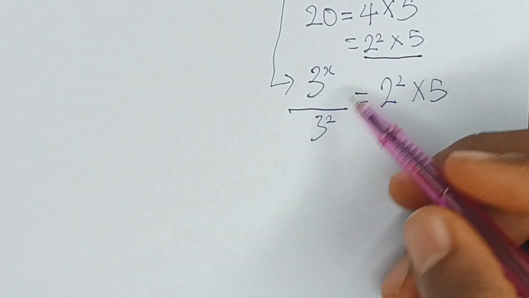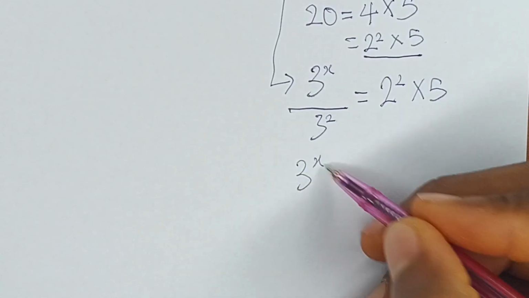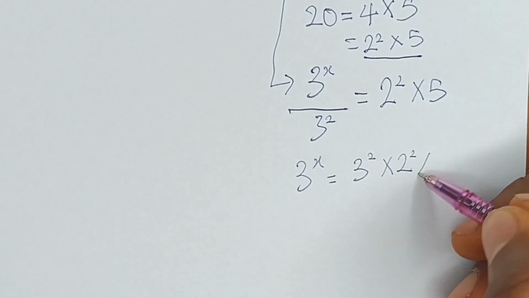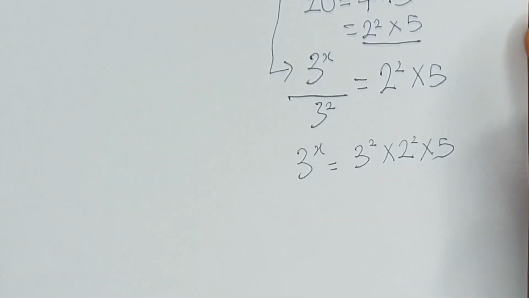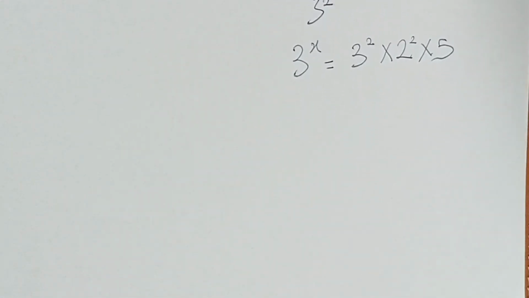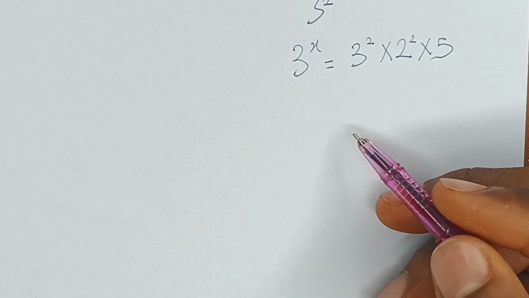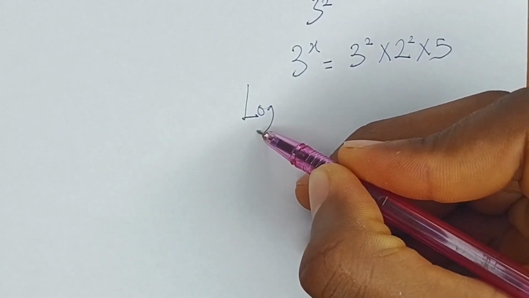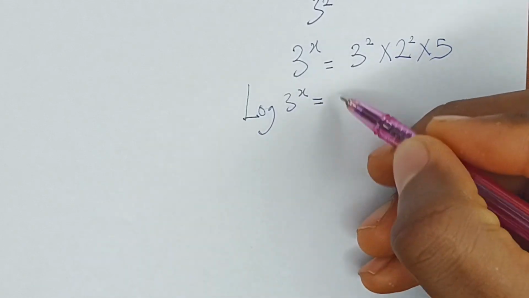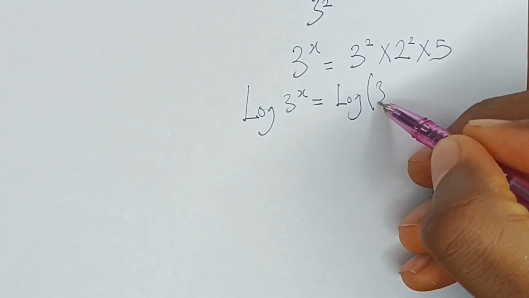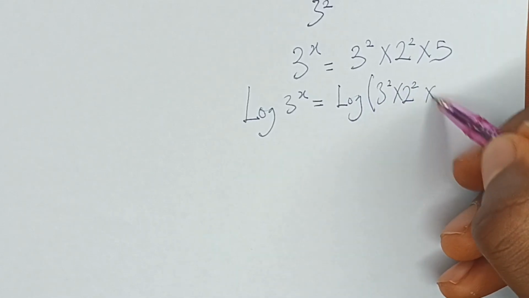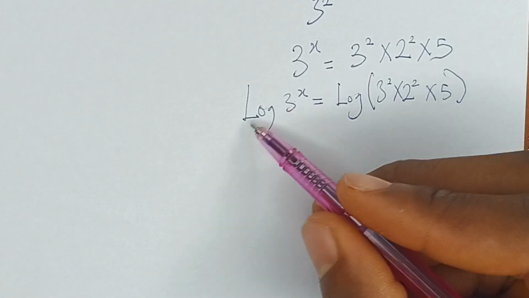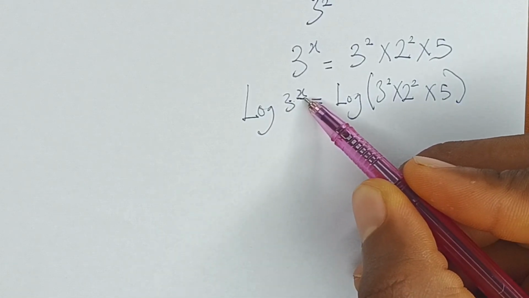Alright? Now moving on from here, we can now say that 3 raised to power x is equal to 3 raised to power 2 times 2 raised to power 2 times 5. Alright? From here, we can say, let's take the logarithm of both sides in base 10. Logarithm of 3 raised to power x becomes equal to logarithm of everything here, which is 3 squared times 2 squared times 5.